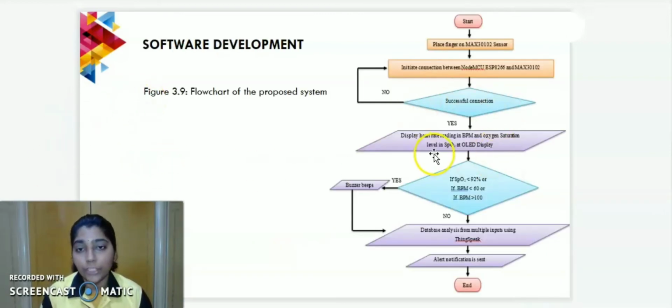So this figure shows the flowchart of the proposed system. So first we have to place the finger on the MAX30102 sensor, and then the connection between the NodeMCU and the MAX30102 will be initiated. If let's say the connection is successful, it will proceed to display the heart rate reading in BPM and the oxygen saturation level in SpO2 at the OLED display. So in this project, I have implemented 3 conditions, which is if the SpO2 is less than 92% or the BPM is less than 60 or more than 100, the buzzer beeps, and then the database will be analyzed from multiple inputs using the ThingSpeak, and then the alert notification will be sent to the users.